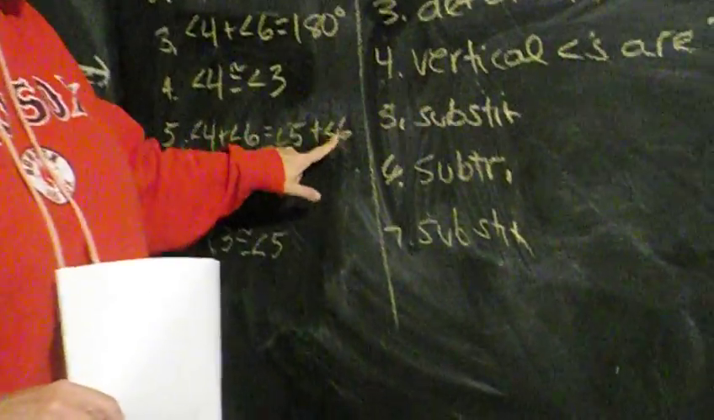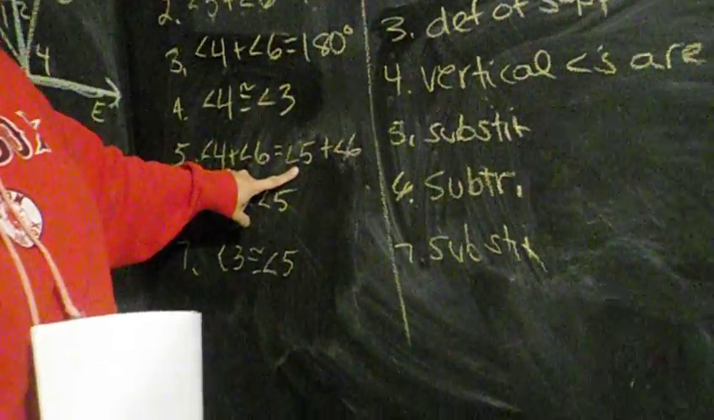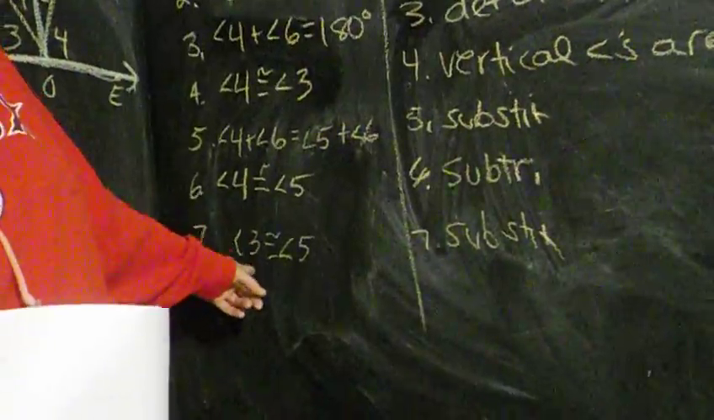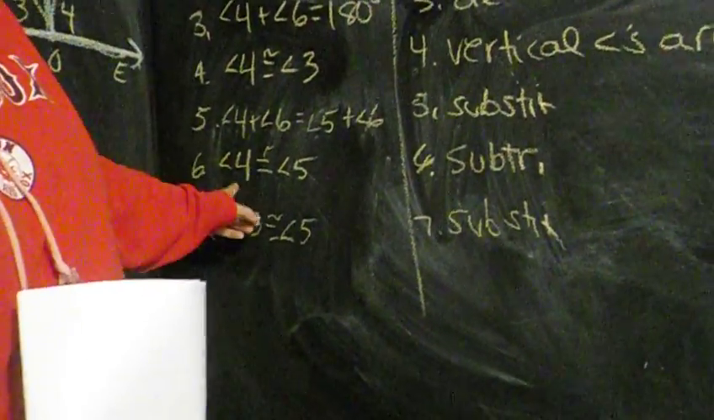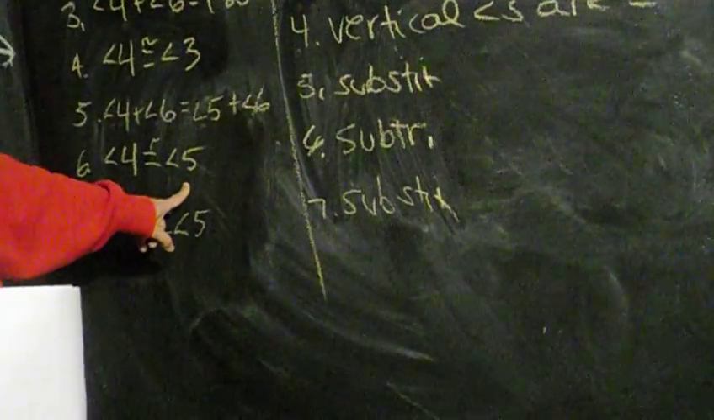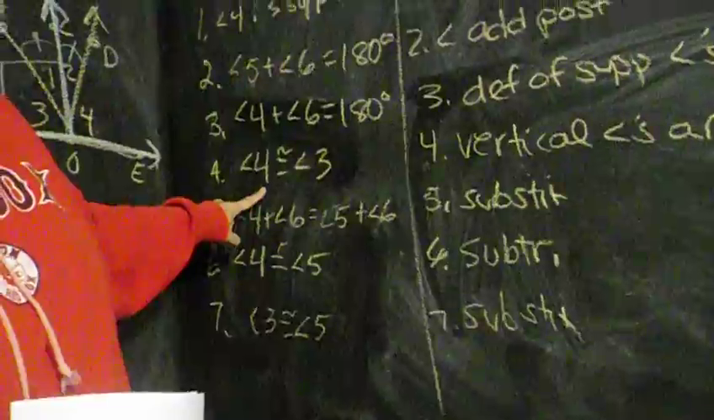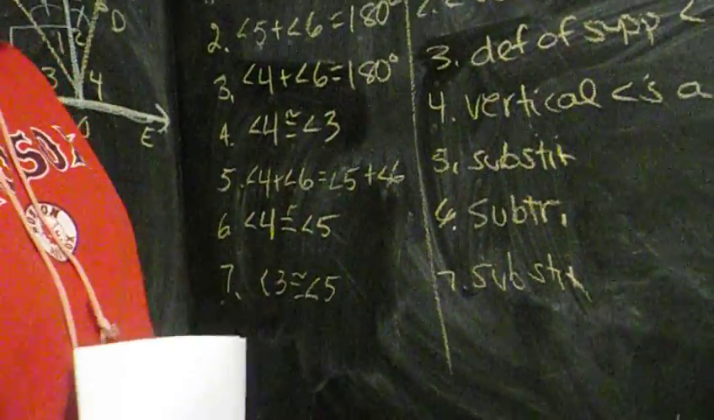That's because angle 6 and angle 6 are equal by the reflexive property, so that means that these two are equal also. And then step 7, angle 3 is congruent to angle 5 by substitution. Okay, if 4 is congruent to 5 and 3 is congruent to 4, then by substitution, or you could use the transitive property there also. Let's go over here to number 3.